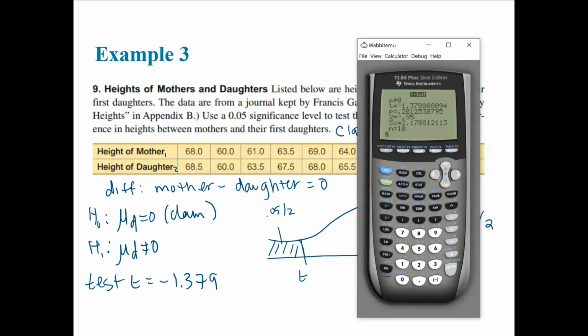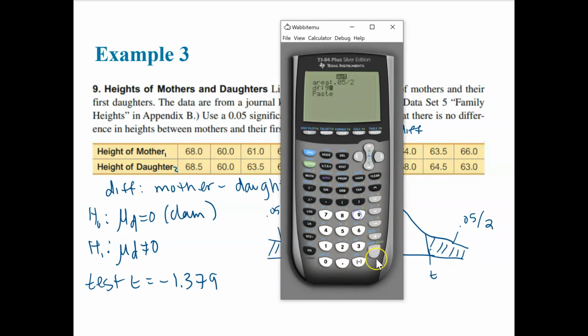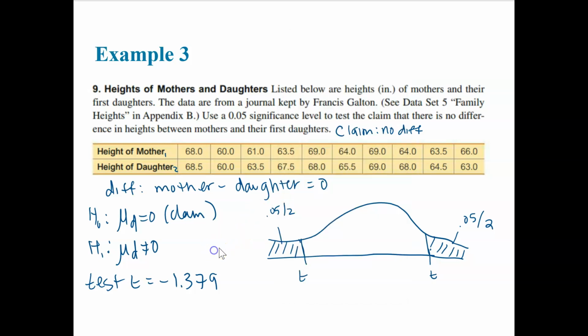So we're going to go into second VARS, INVT. Now the area to the left is going to be 0.05 divided by 2. And let's see, how many degrees of freedom here? So we've got 1, 2, 3, 4, 5, 6, 7, 8, 9, 10. So our degrees of freedom will be 9. And we'll paste this. And we get that negative t is negative 2.262. Negative 2.262. That means this one would be 2.262.